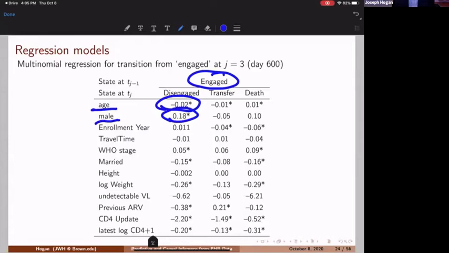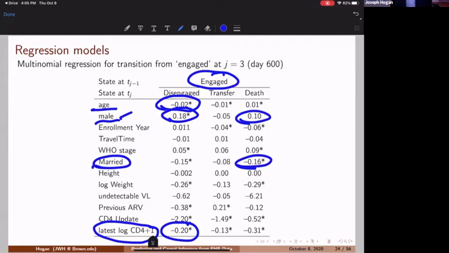So this is a predictive model. It also just tells us some associations. If you are a person that had a high CD4 count at the last visit, meaning you were healthier, you're less likely to go missing. If you're male, you're more likely to be subject to mortality. If you're married, you're less likely to be subject to mortality and so forth. So these are not causal effects, these are just associations, predictive effects.